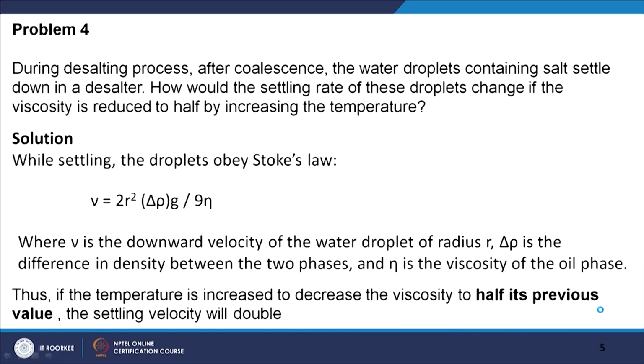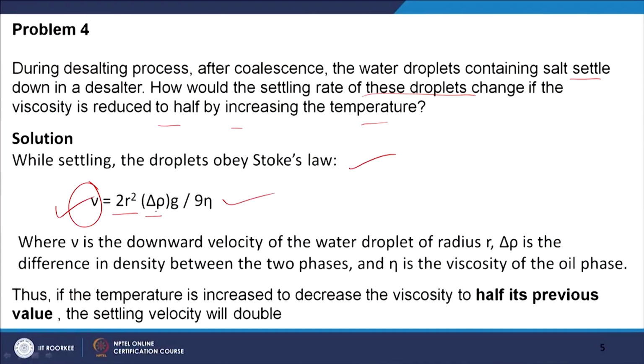Okay. So, next, problem 4. This says that during the desalting process, after coalescence, the water droplets containing salt settle down in a desalter. How would the settling rate of these droplets change if the viscosity is reduced to half by increasing the temperature? So, when the desalting operation is taking place, if we increase the temperature, viscosity will be reduced, and it is given in this case that it is reduced by half, 50%. So, in this case, how will the settling velocity change?